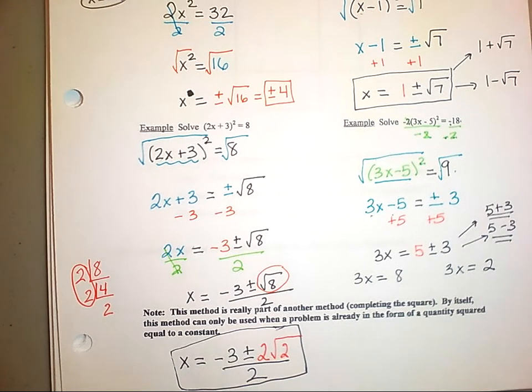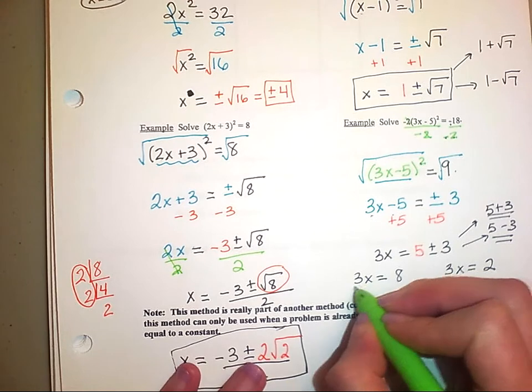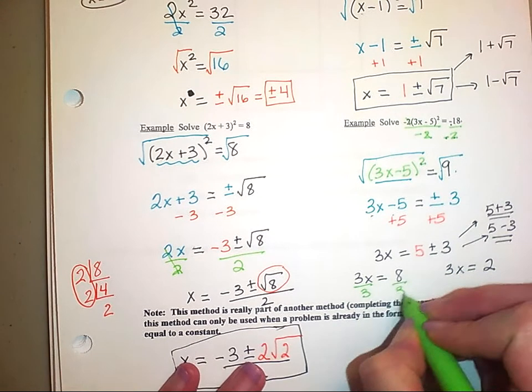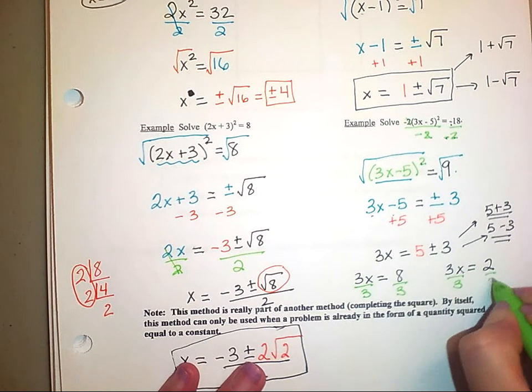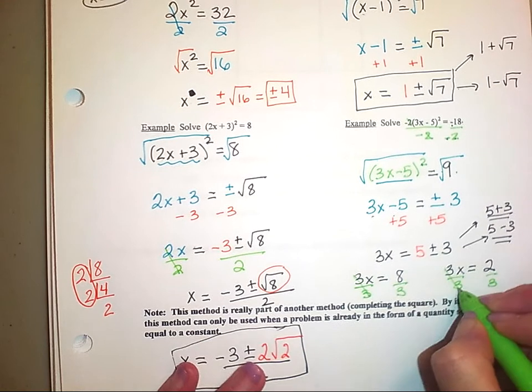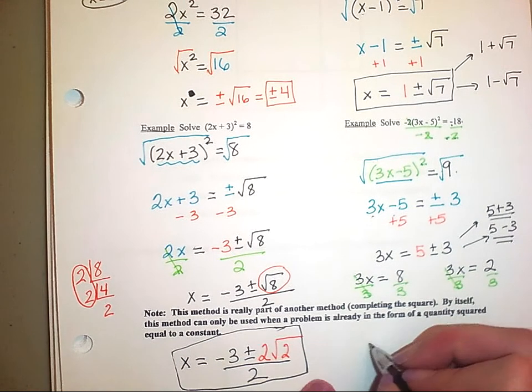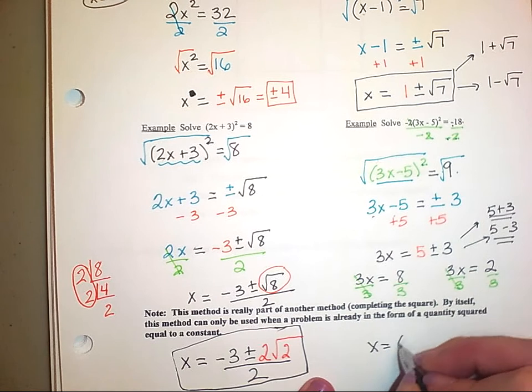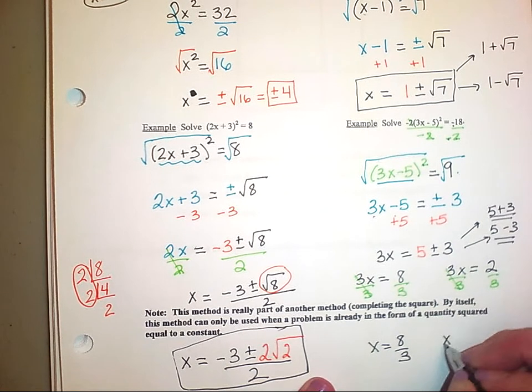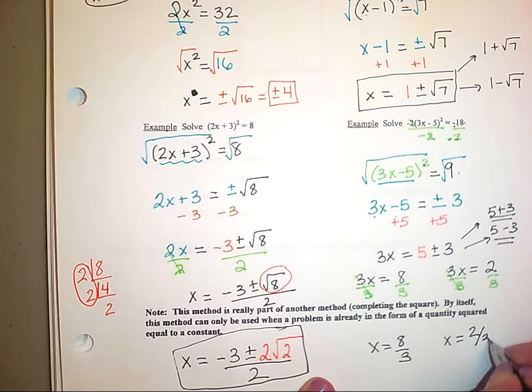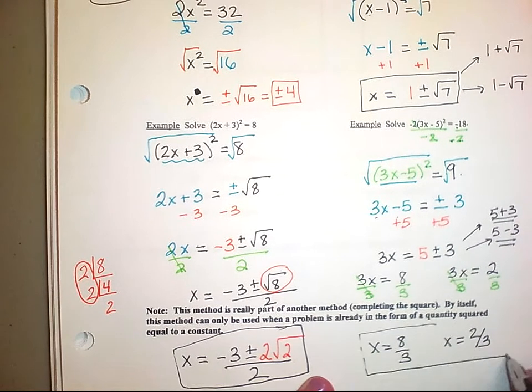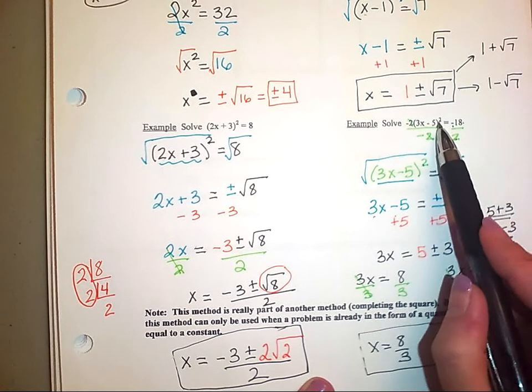And now we can solve. Let's divide by 3. The 3's will cancel. So we have then that x will be equal to 8/3, or x is equal to 2/3. So we have two answers here, which is fine because we had a quadratic to begin with.